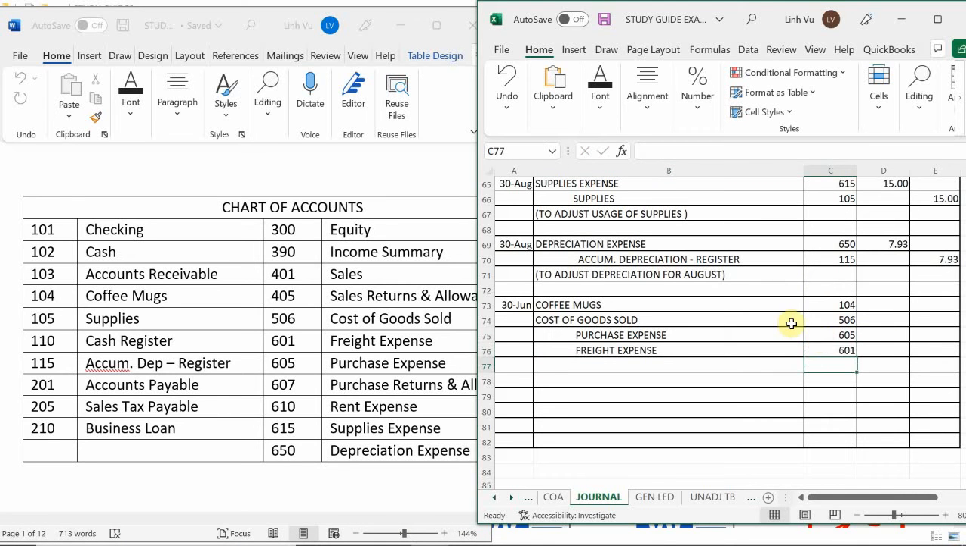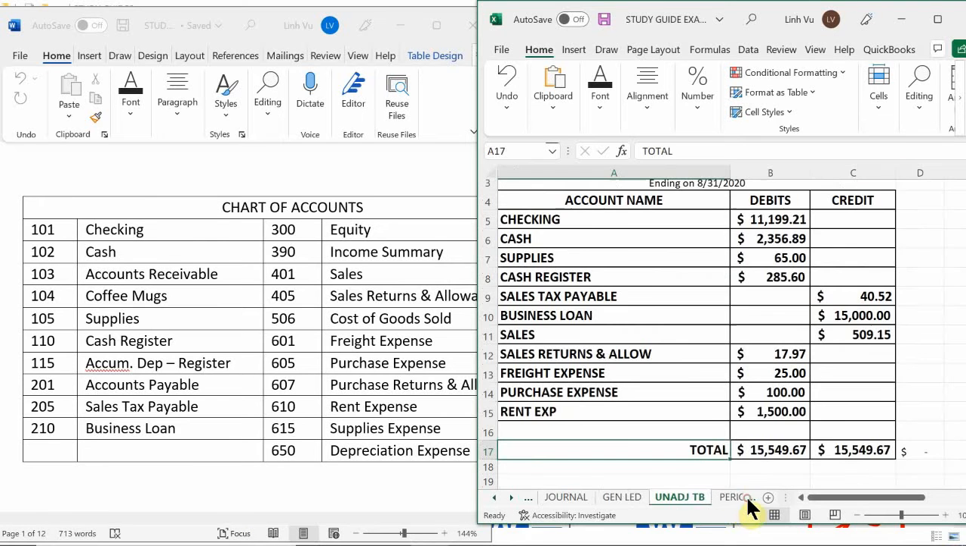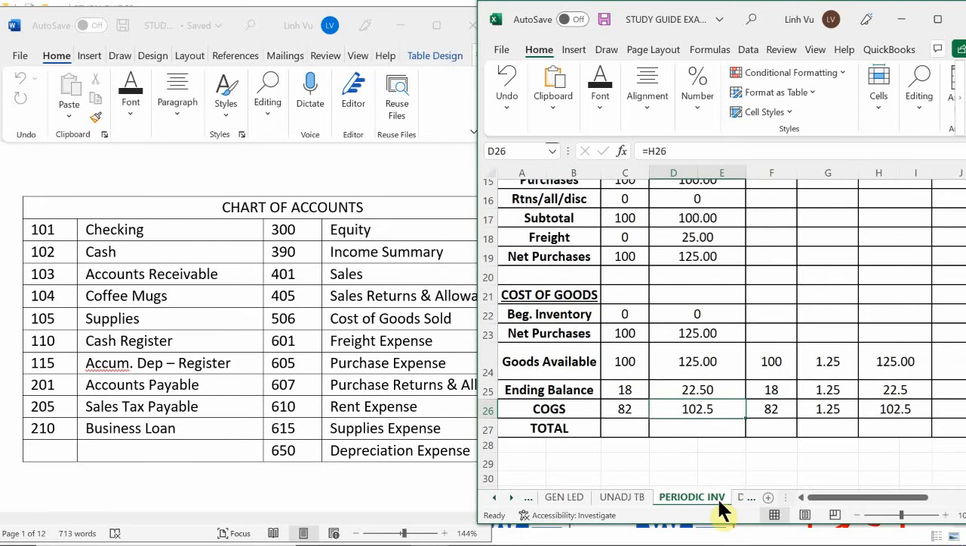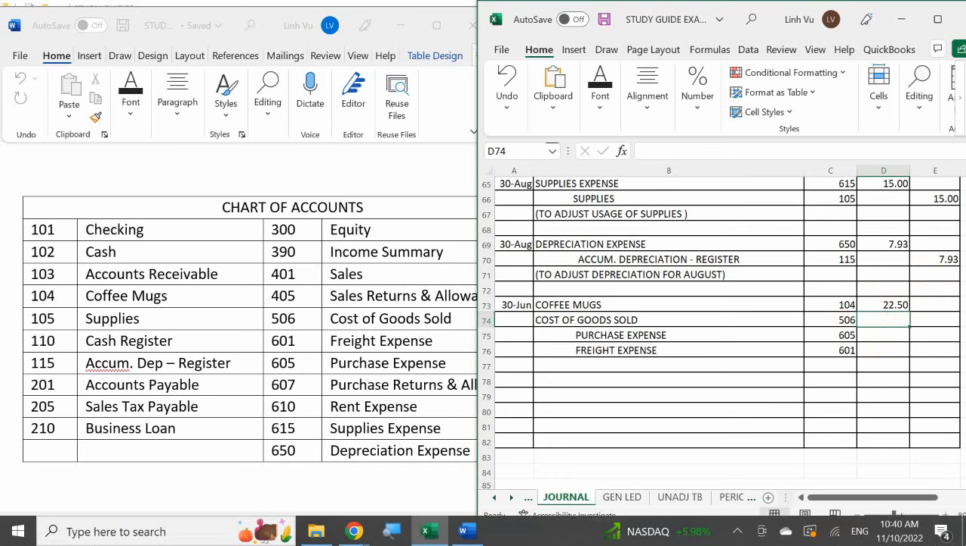So how much was my ending inventory balance? $22.50. And how much did I sell? You sold 82, but that's quantity. You sold 82 cups, but how much did it cost me? $102.50. Okay, how much was my purchase expense?